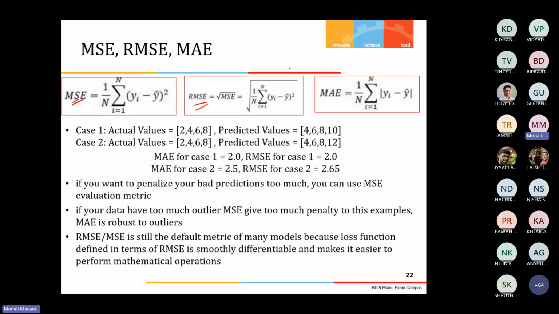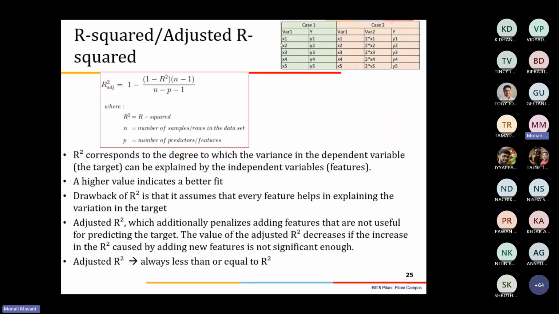Root mean square error is just the root of it, because sometimes this gives a very big number, so we just want to reduce the scale of that number. The other one is mean absolute error. Here we are taking actual minus prediction everywhere. In case of a square, we are squaring it. In case of absolute error, we are simply getting the absolute values. We just want a number, we don't want a sign, positive or negative. There are two more metrics, R square and adjusted R square, which I'll talk about in the next one.